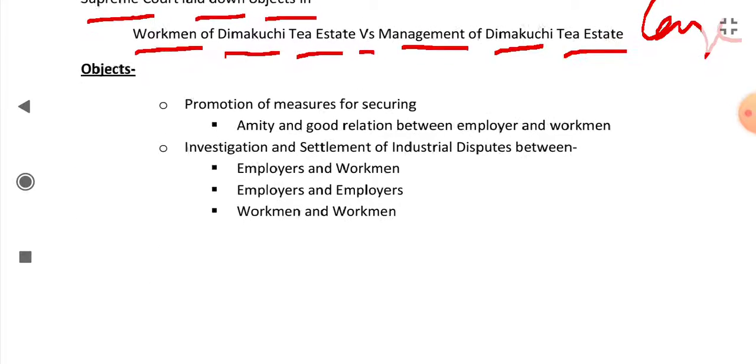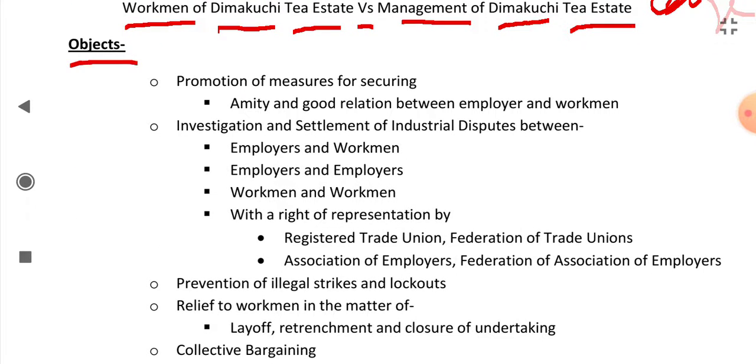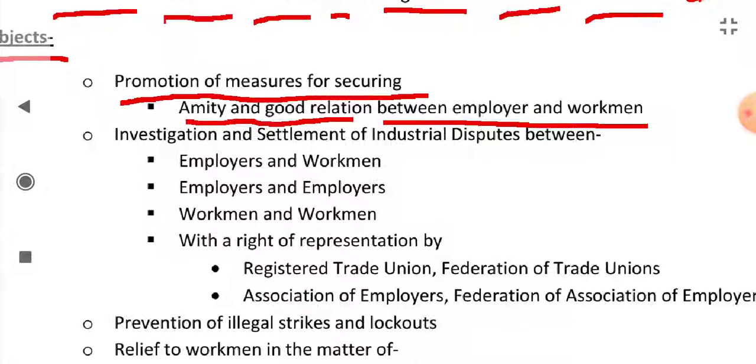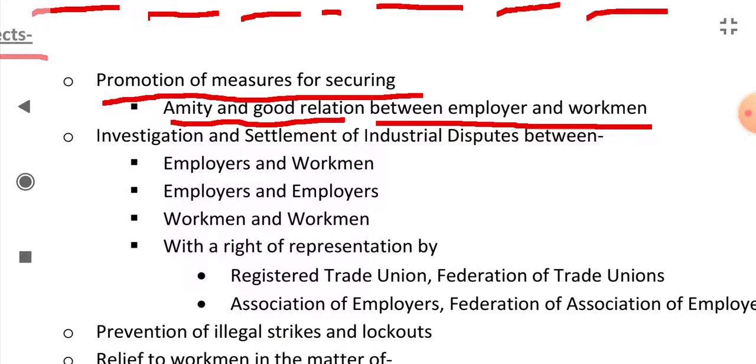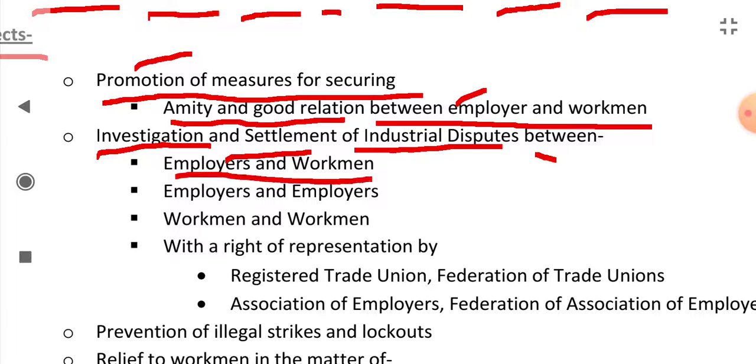So what are these objects? These objects are promotion of measures for securing amity and good relation between employer and workman. So the measures which secure the amity and good relation between employer and workman, these type of measures should be promoted. Next is investigation and settlement of industrial disputes between employers and workmen, employers and employers, and workmen and workmen.